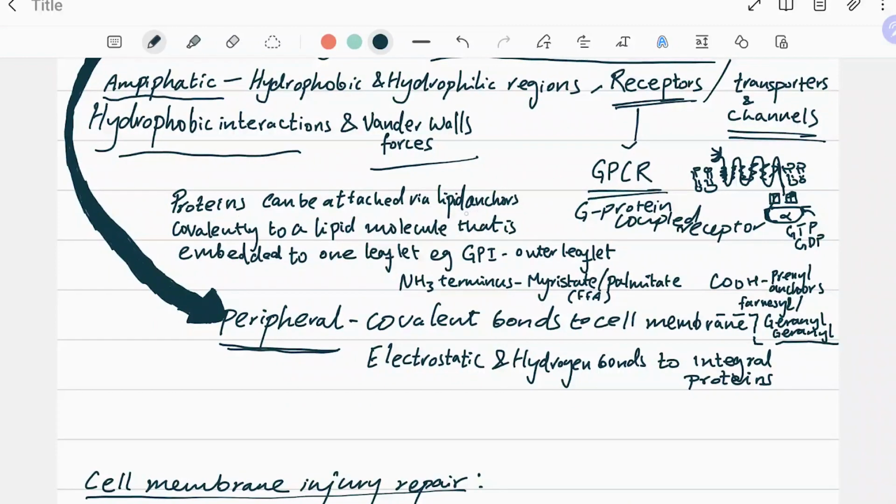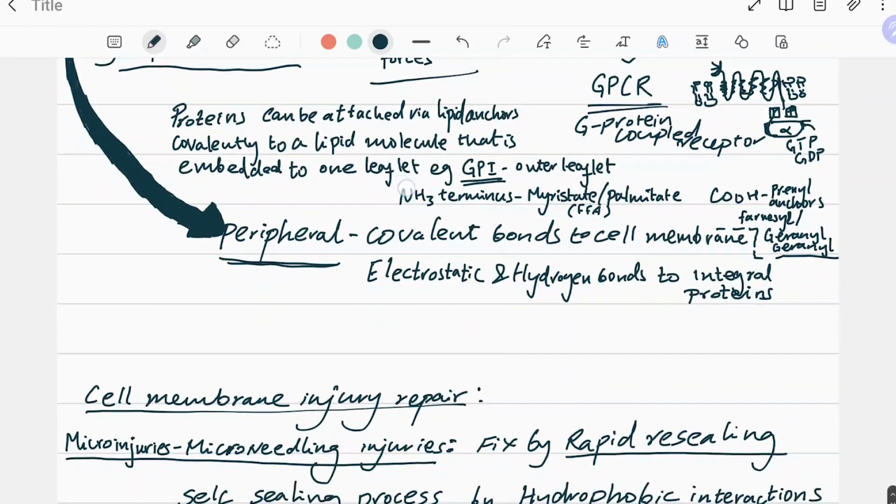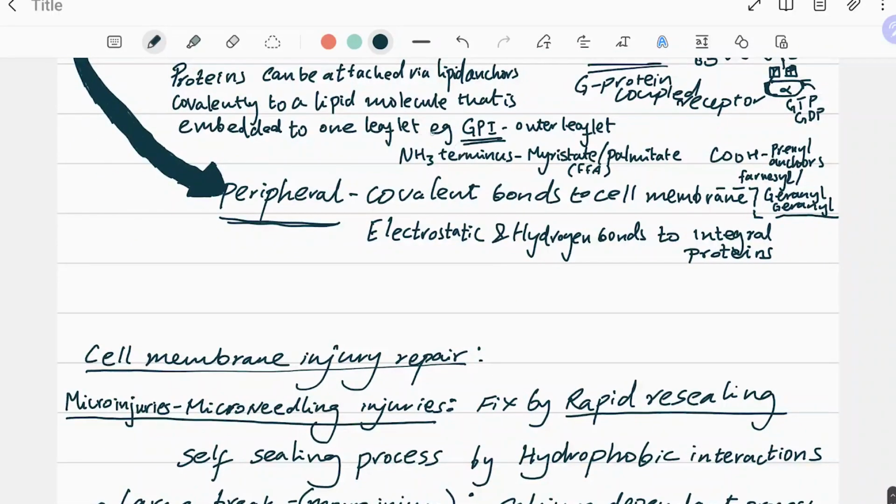Proteins can be attached via lipid anchors also. Just be aware of this. They get bound covalently to lipid molecules. If we look at the outer leaflet, remember GPI? This was a very important component, which I already emphasized in the previous video. These proteins can be embedded in the outer leaflet via covalent bonding with the GPI molecules on the outer leaflet.